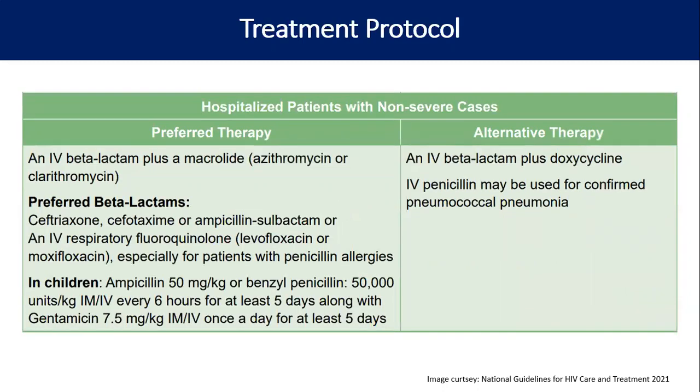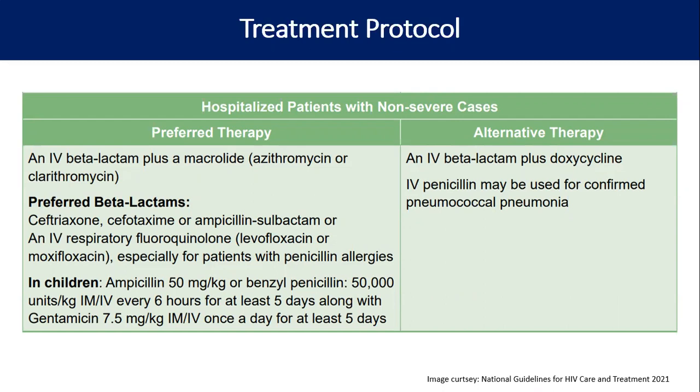For hospitalized patients with non-severe cases, an IV beta-lactam plus a macrolide, azithromycin or clarithromycin. Preferred beta-lactams are ceftriaxone, cefotaxime, ampicillin-sulbactam, and IV respiratory fluoroquinolones like levofloxacin or moxifloxacin, especially for patients with penicillin allergies. In children, ampicillin 50 mg per kg or benzyl penicillin 50,000 units per kg IM or IV every 6 hours for at least 5 days, along with gentamicin 7.5 mg per kg IM or IV once a day for at least 5 days.